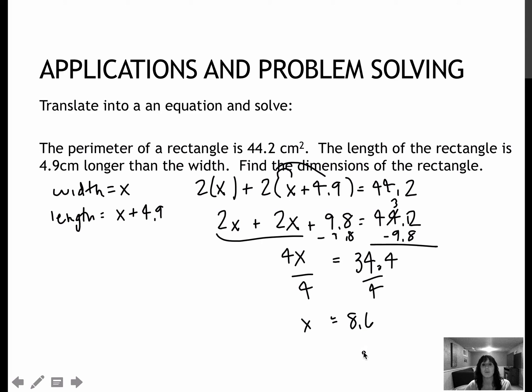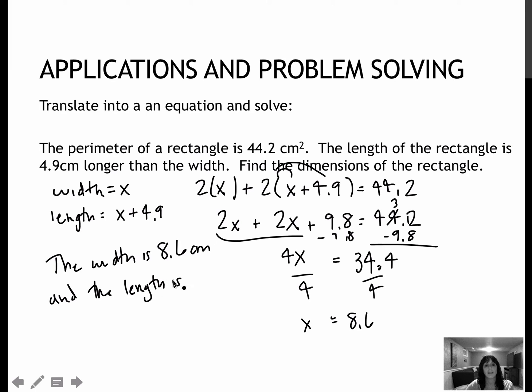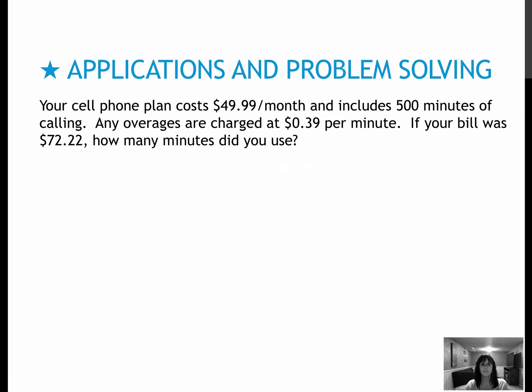Now what does 8.6 mean? 8.6 is the width. So it says find the dimensions. I would say the width is 8.6 centimeters, and the length is, and again I would have to add 4.9 to 8.6, which would give me 13.5 centimeters.